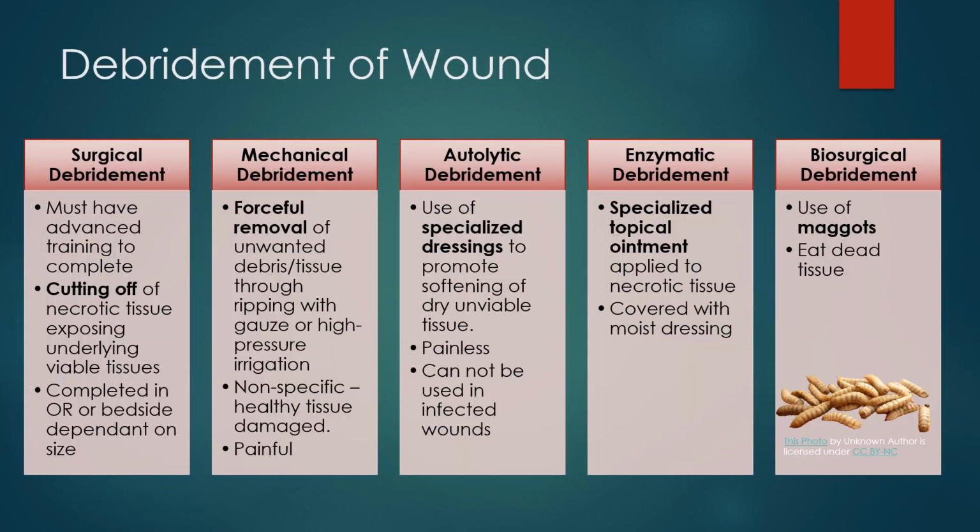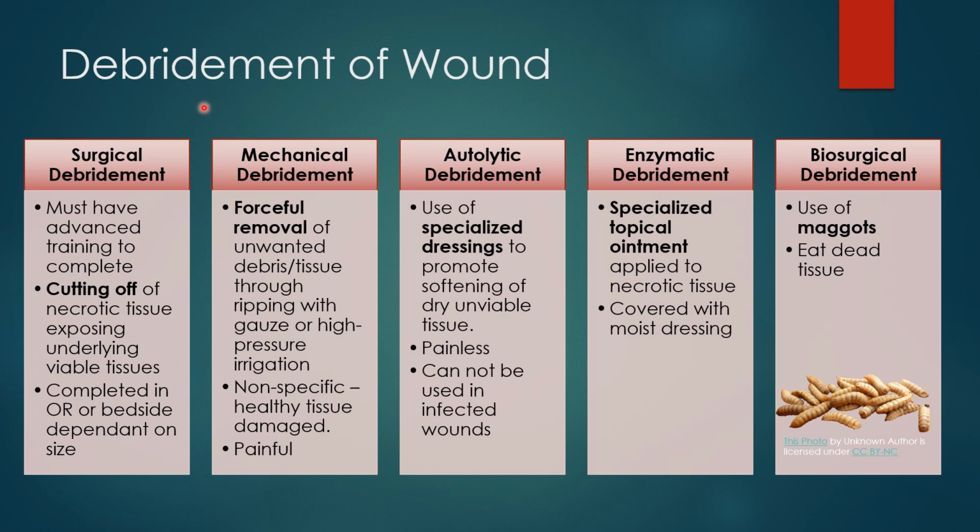There are 5 different kinds of debridement that we commonly see. The first kind is surgical debridement. This is done by a physician, typically a surgeon, or it can be done by an advanced practice nurse as well. Surgical debridement is completed by cutting off the necrotic tissue to expose the underlying viable tissues. This can be completed in an OR or at the bedside, dependent on the size of the wound and the size of the necrotic tissue that needs to be removed.